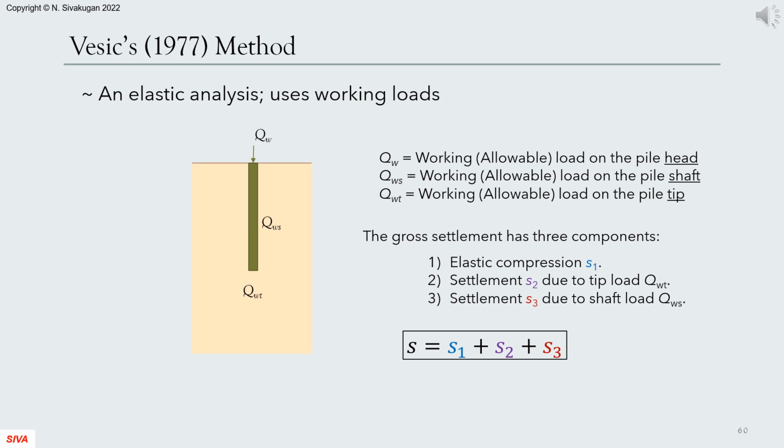Vesic, 1977, method is based on elastic analysis too. He separated the settlement into three components S1, S2, and S3. S1 is the elastic shortening of the pile under working loads. S2 is the settlement due to the tip load, and S3 is the settlement due to the shaft load. In all three cases, the working loads are used.